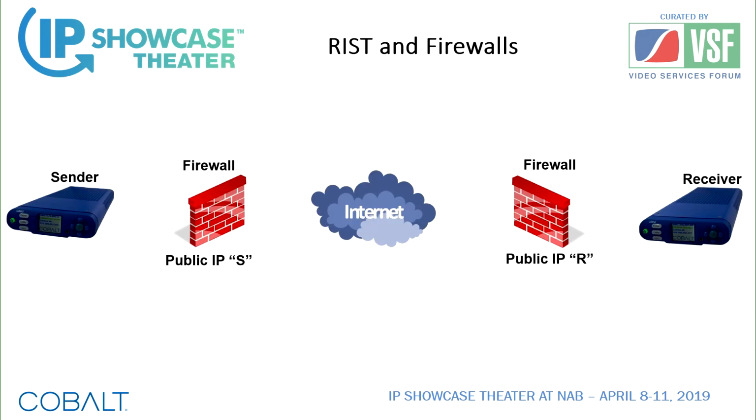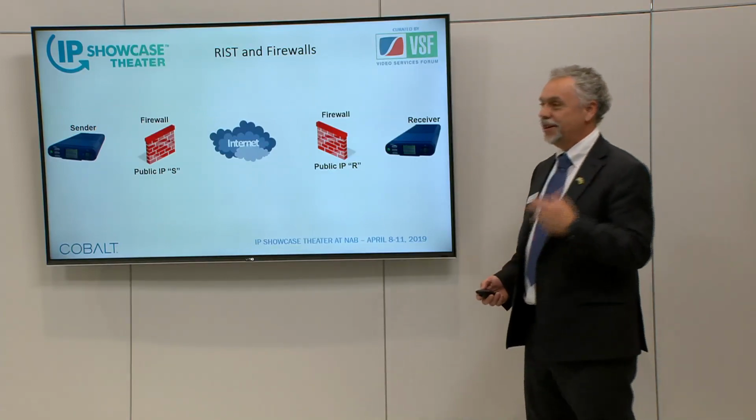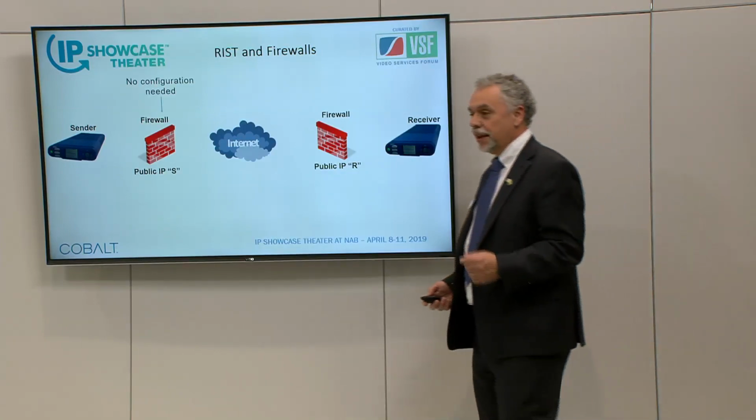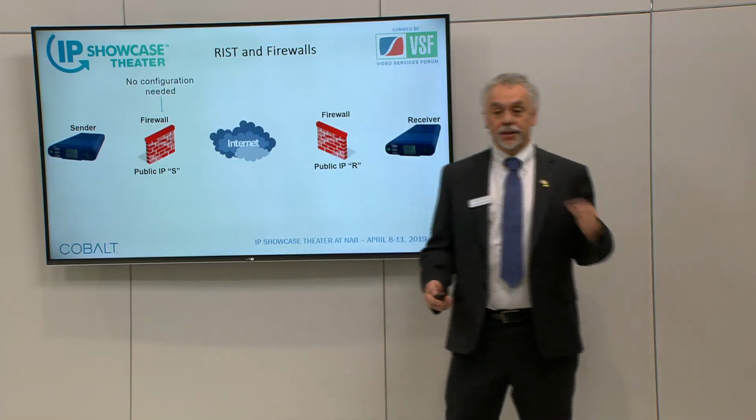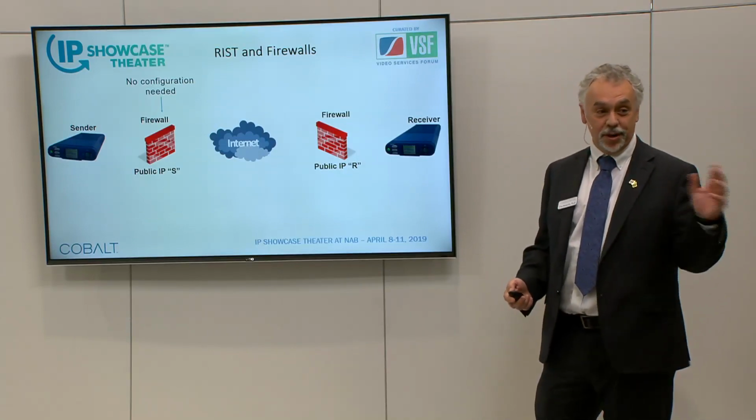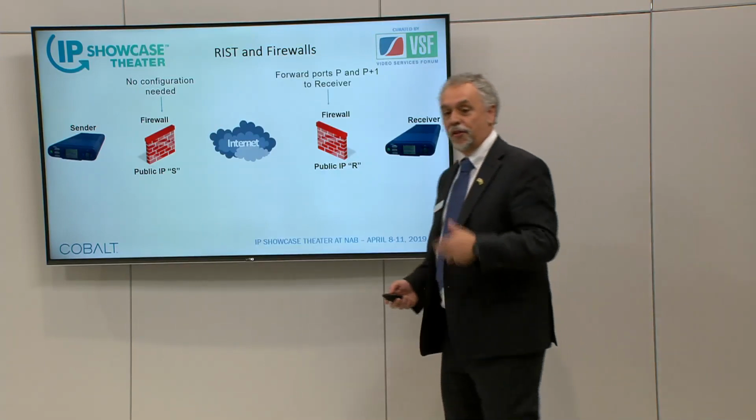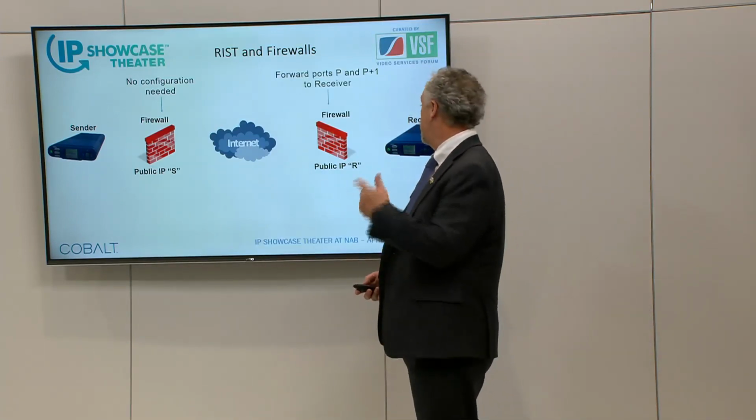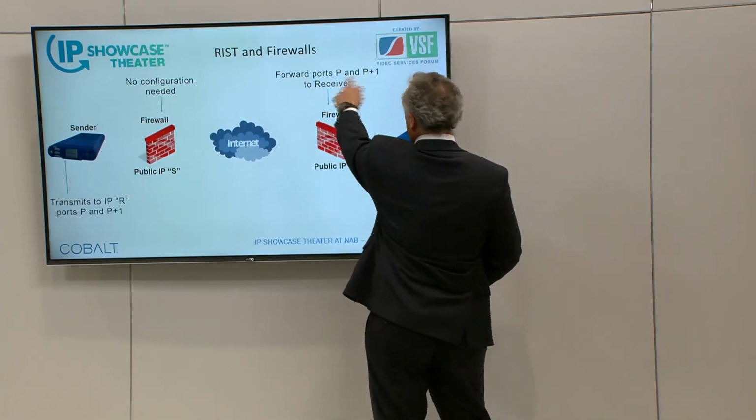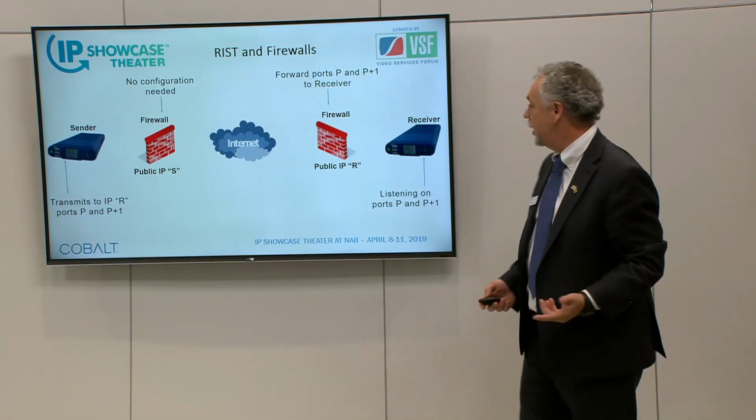Now, my pretty cool animation, pretty proud of this one. I'm going to show you how it works over a firewall. You have a sender, you have a receiver, and they are usually behind firewalls. Usually at the sender side, unless your IT department is really paranoid, you don't need configuration, because it's going to send something out into the internet. On the receive side, your firewall needs to forward P and P+1 to the receiver. The sender will just transmit to this public IP address P and P+1, and this guy will just listen to P and P+1 on his side.